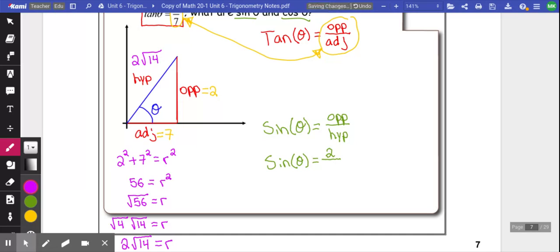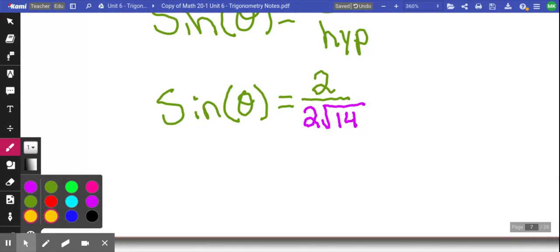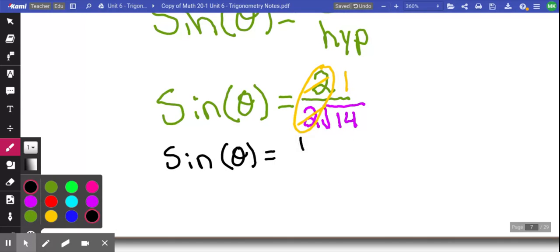Therefore, I know that my sine of theta is 2 divided by 2 root 14. Awesome. This thing can do some simplifying. Actually, the first thing I'm going to realize is that these two 2's can simplify. They're both monomials. They both divide by 2, leaving me with a 1 over root 14. So I have sine of theta equals 1 over root 14. The next thing I'm going to realize is that I can't have square roots on the bottom, so I need to rationalize the denominator. That's what it's called. You multiply the top and the bottom by root 14.